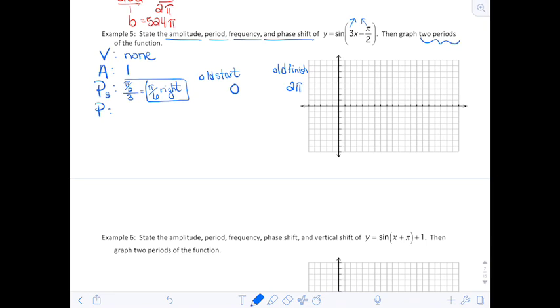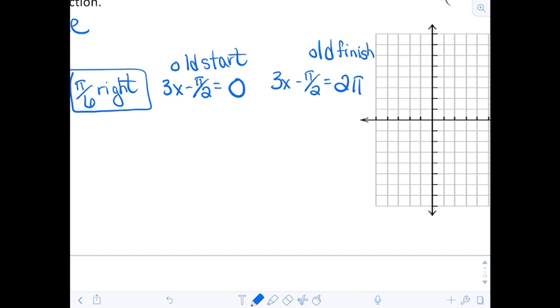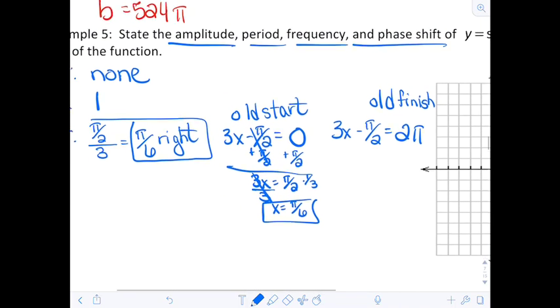But we have some things going on. We have 3x minus pi over 2. So I'm going to take that 3x minus pi over 2 and set it to the original start for sine, and I'm also going to set it to the original finish for sine. And I'm going to solve these for x. So for the old start of 0, when I solve for x, I'm going to get the new start. So I'm going to add pi over 2, and 3x is equal to pi over 2, divide by 3, or multiply by 1/3, and x is pi over 6. And that's exactly where we saw our phase shift.